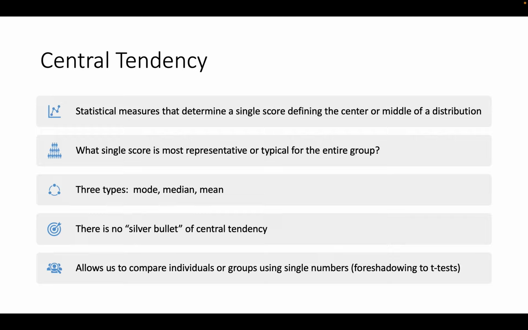There are three types, which I'm sure you're all a little familiar with: mean, median, and mode. And the somewhat tricky thing about central tendency is that there's no silver bullet or one-size-fits-all measure that you should always use. What measure of central tendency we use depends on other aspects of our data. And the biggest thing that central tendency can help us with is comparing individuals or groups using single numbers or scores.